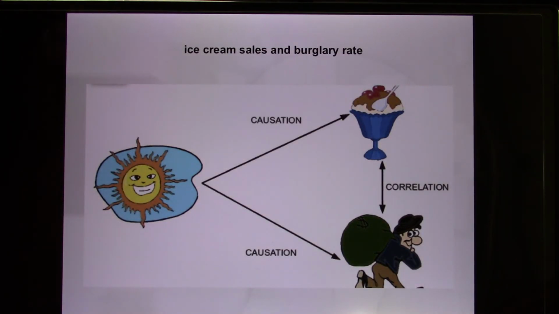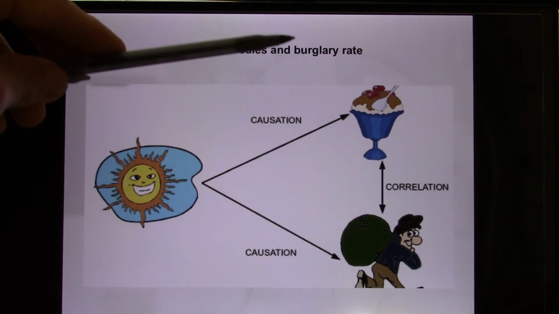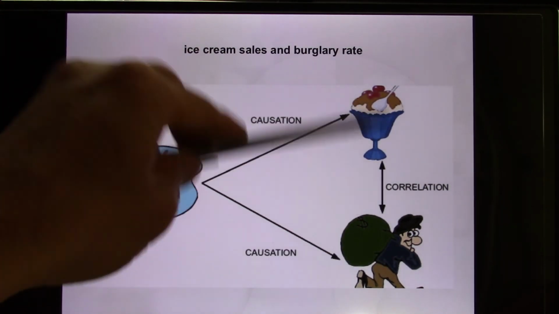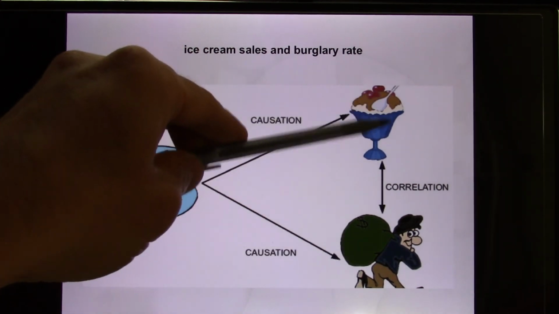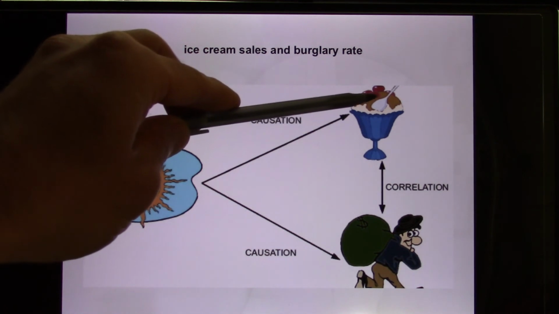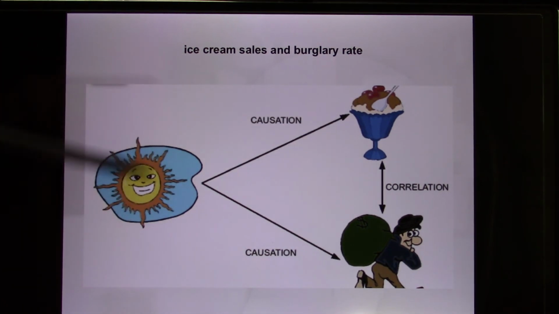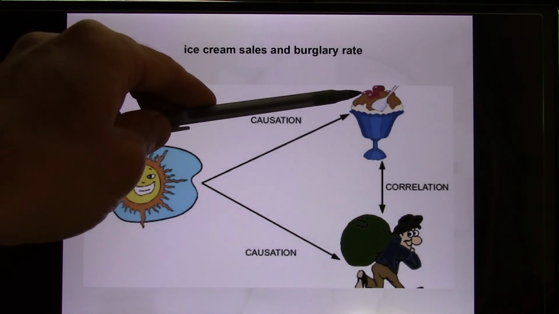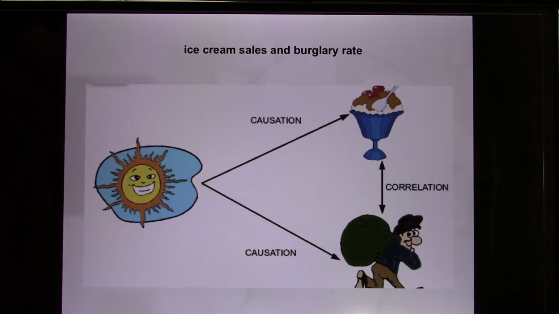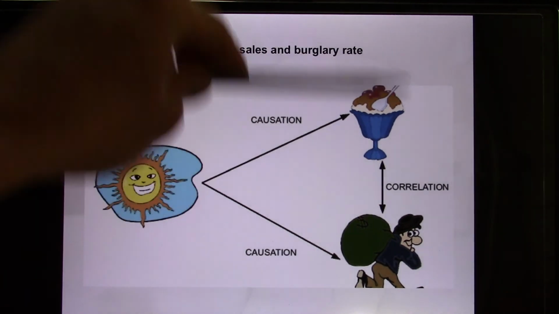We talked about this. We find a correlation between ice cream sales and burglary rate. These two are correlated. That's true. But it's not causation. It's not this causes this or this causes this. And the reason is weather. So in the summer, there are more ice cream sales, and in the summer, there is a higher burglary rate. This happens in correlational study. So correlation is not causation.